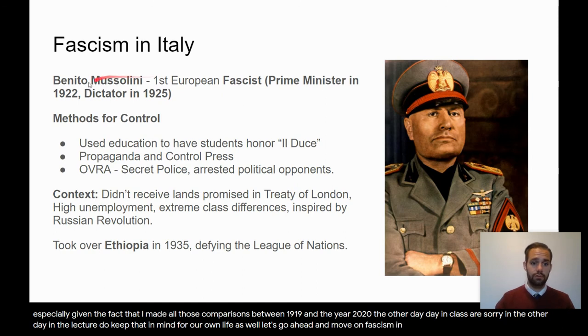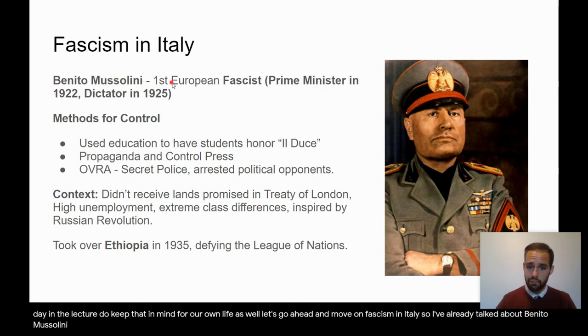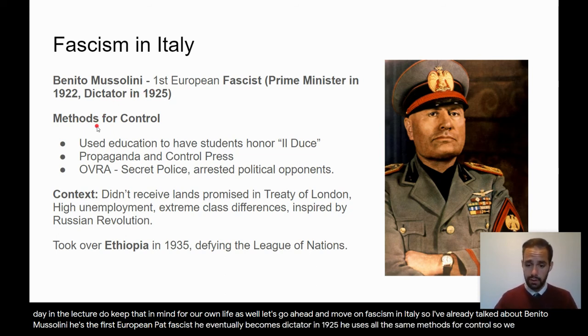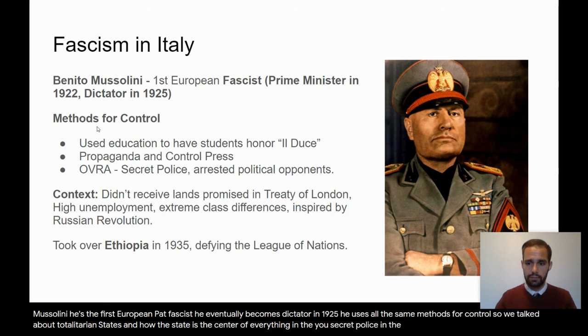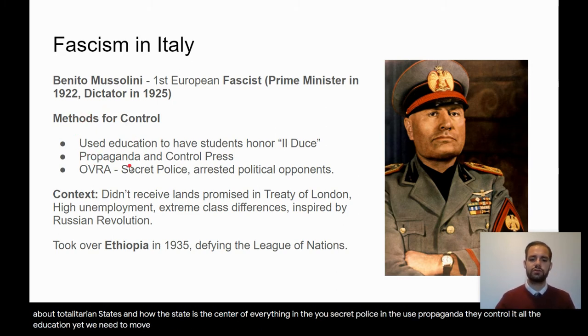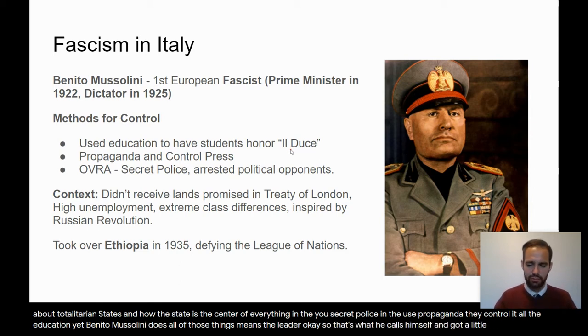Fascism in Italy. So I've already talked about Benito Mussolini. He's the first European fascist. He eventually becomes dictator in 1925. He uses all those same methods for control. So we talked about totalitarian states and how the state is the center of everything, and they use secret police, and they use propaganda, and they control all the education. Yet Benito Mussolini does all of those things. His nickname is Il Duce, which means the leader. Okay, so that's what he calls himself. He's got a little nickname for himself.